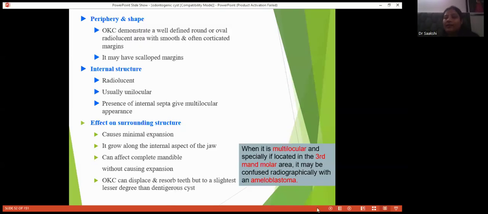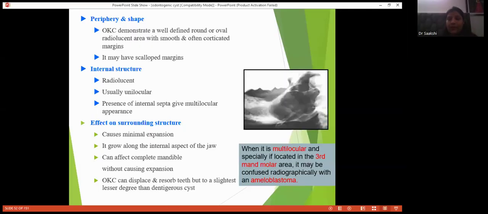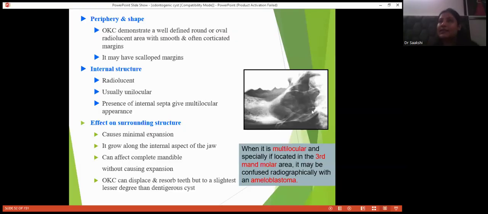Now, when it is multilocular and specifically it is located in the third molar area, it may be confused as the ameloblastoma. So its first differential diagnosis is ameloblastoma, followed by the dentigerous cyst. Now, as you can see in this picture, this is a unilocular cyst, but here you can see septa are present. So it is visible as a multilocular cyst.